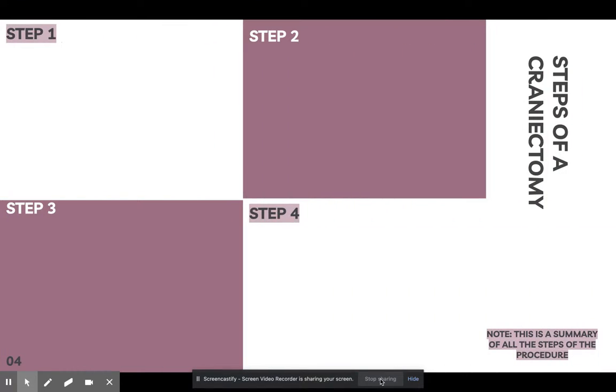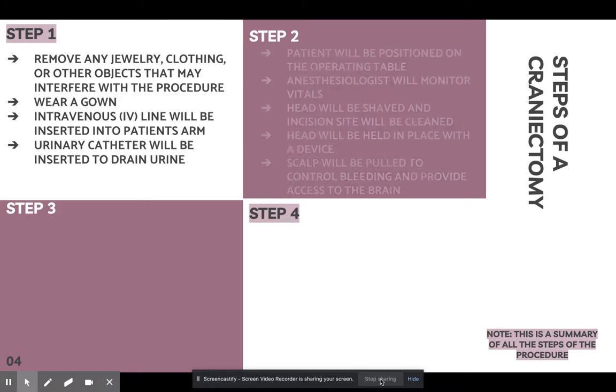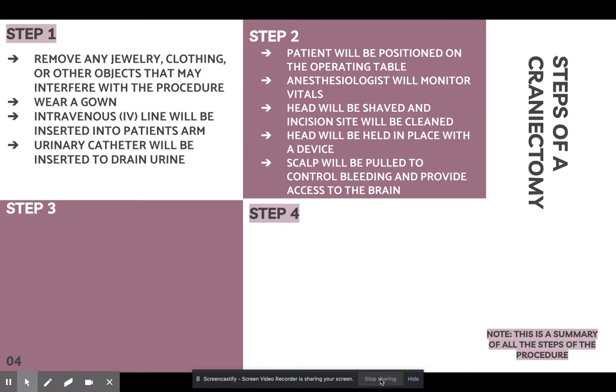Steps of a craniectomy. Step 1. The patient will be asked to remove any jewelry or other objects that will interfere with the procedure and will be asked to wear a gown. An intravenous or IV line will be inserted into the arm and a urinary catheter will be inserted to drain urine. Step 2. The patient will be positioned on the operating table and an anesthesiologist will monitor the patient's vitals.